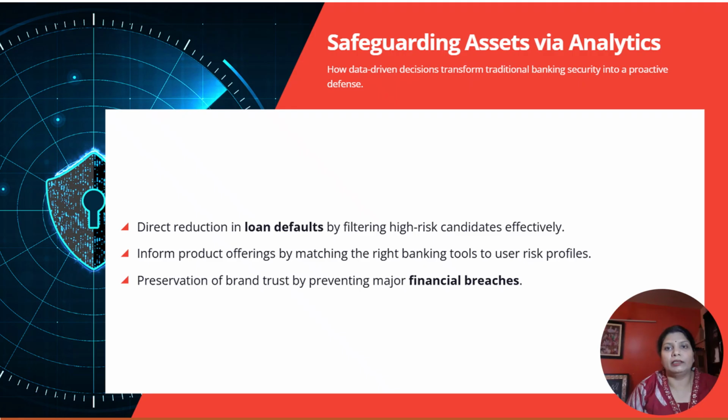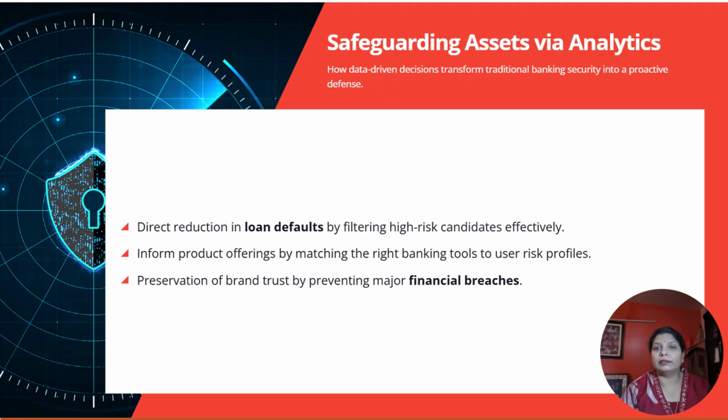So now let's see how analytics helps transform traditional banking security into a proactive system. So as we have discussed, Barclay predictive analytics directly contribute to reduction in loan defaults by effectively filtering out high-risk applicants before credit is extended by the bank. Analytics also helps improve product offering. By accurately matching bank's product to customer risk profile, the bank can offer appropriate credit limit, interest rates, and financial services, thereby balancing profitability with risk control.